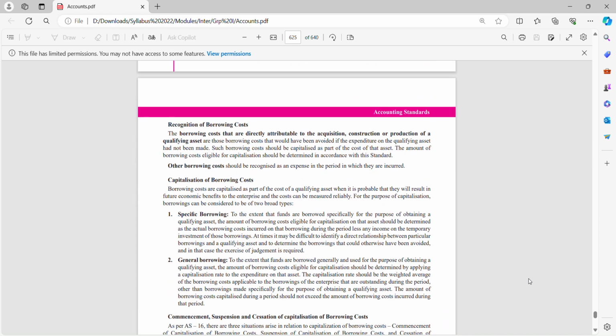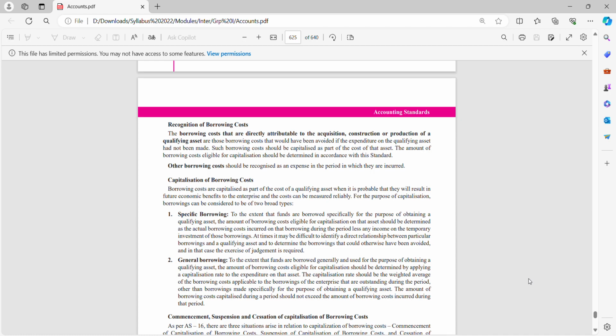The borrowing costs that are directly attributable to the acquisition, construction, or production of a qualifying asset are those borrowing costs that would have been avoided if expenditure on the qualifying asset had not been made. Such borrowing costs should be capitalized as a part of cost of the asset. The amount of borrowing cost eligible for capitalization should be determined in accordance with this standard. So borrowing costs are those directly attributable to the acquisition, construction, or production of a qualifying asset. So we have recognition of borrowing cost.